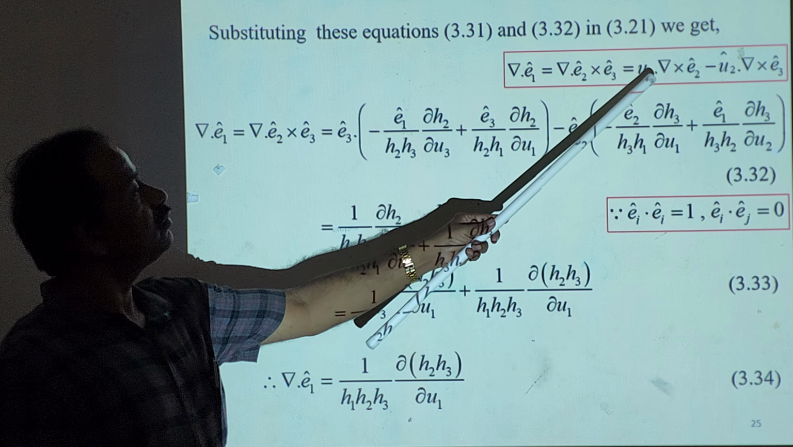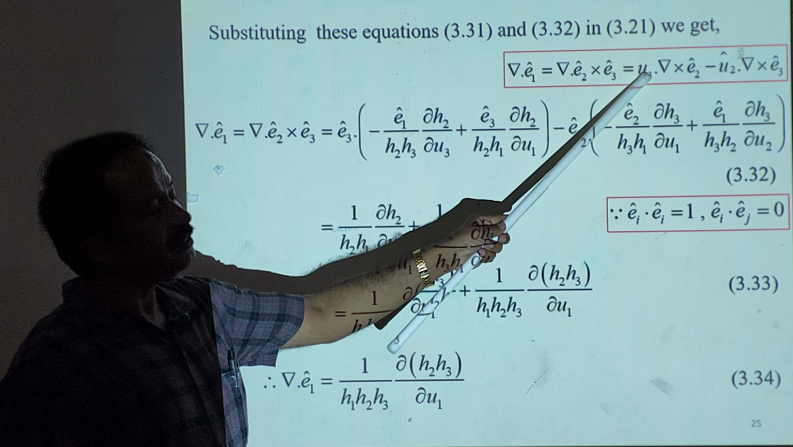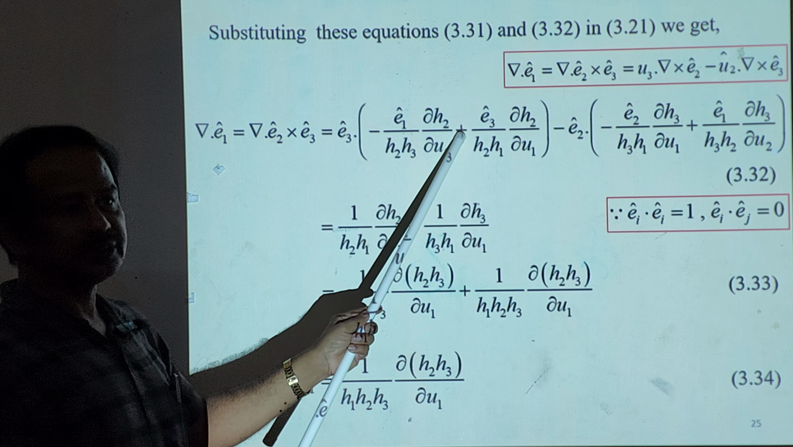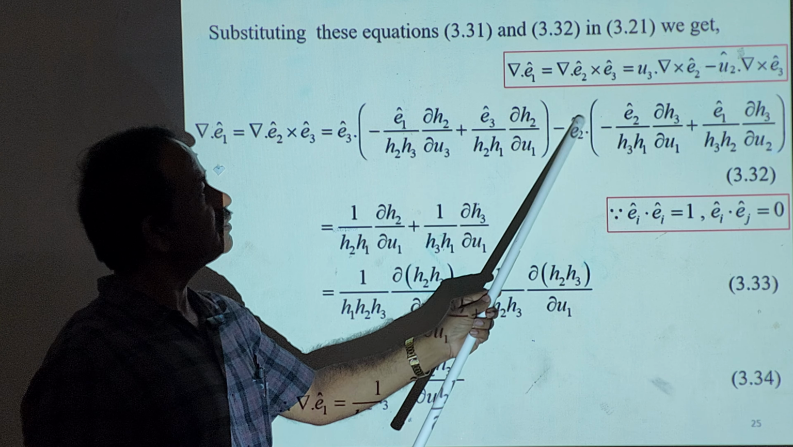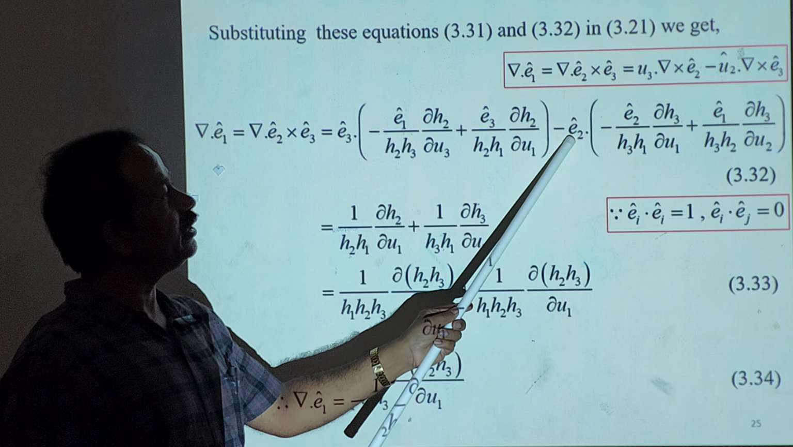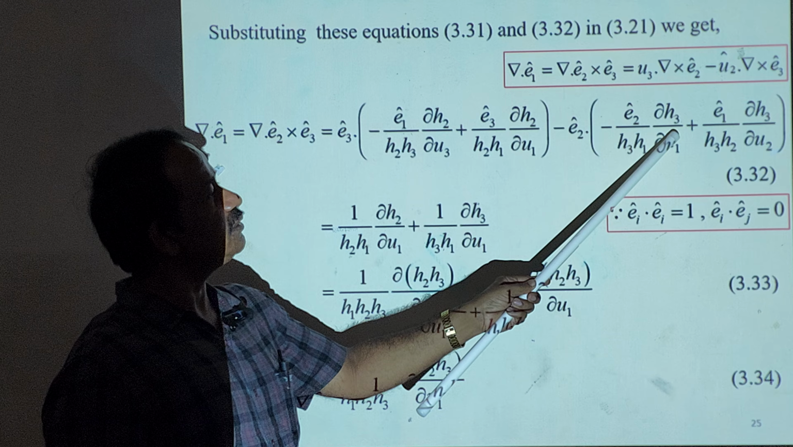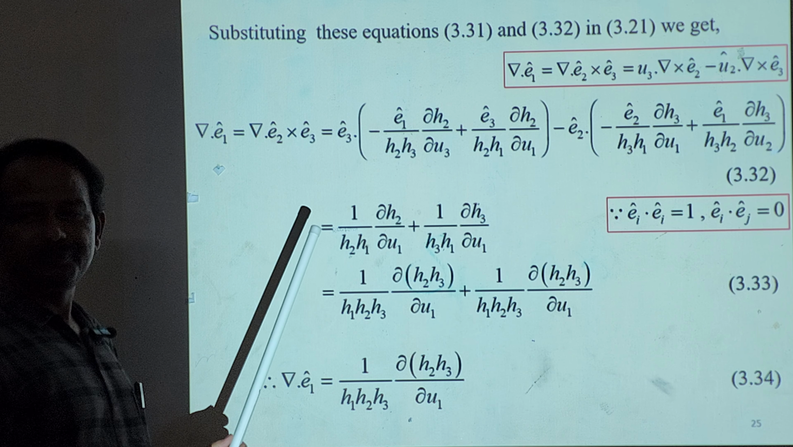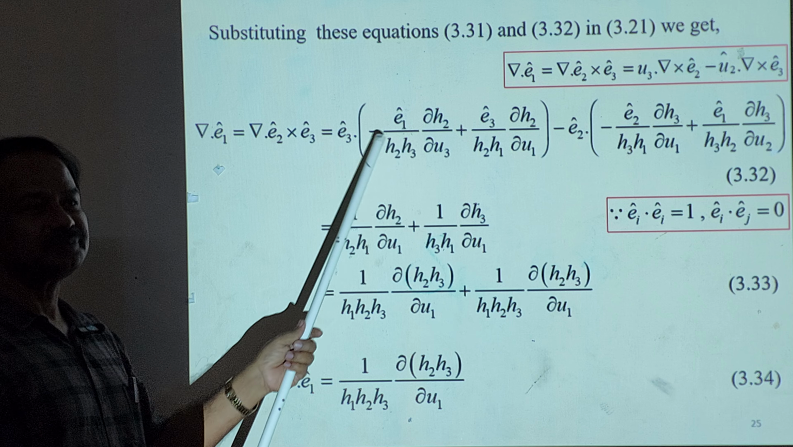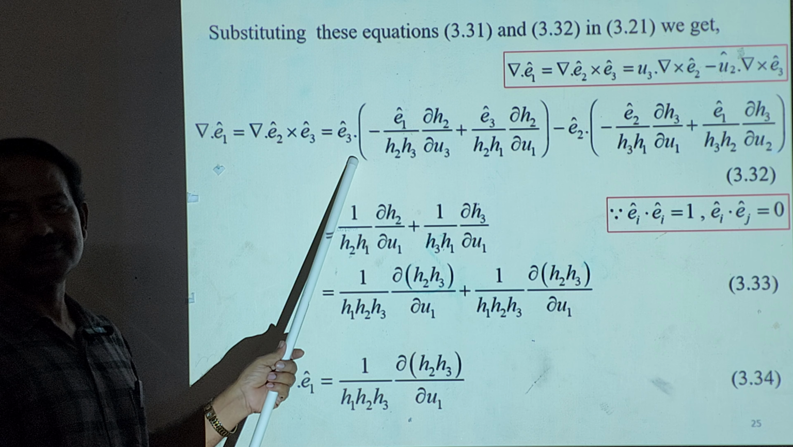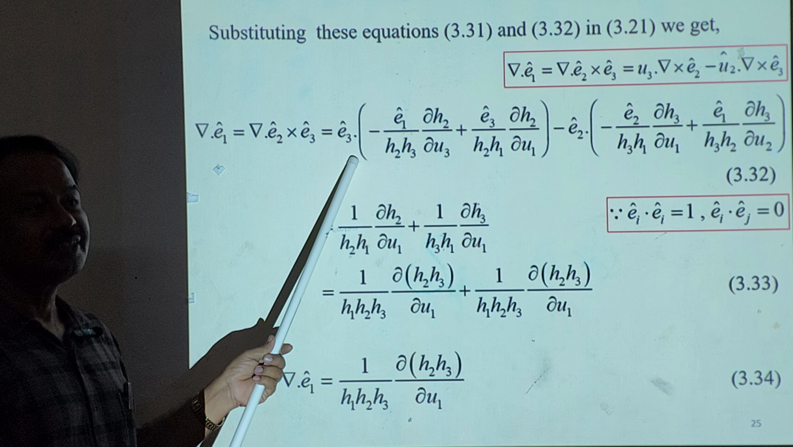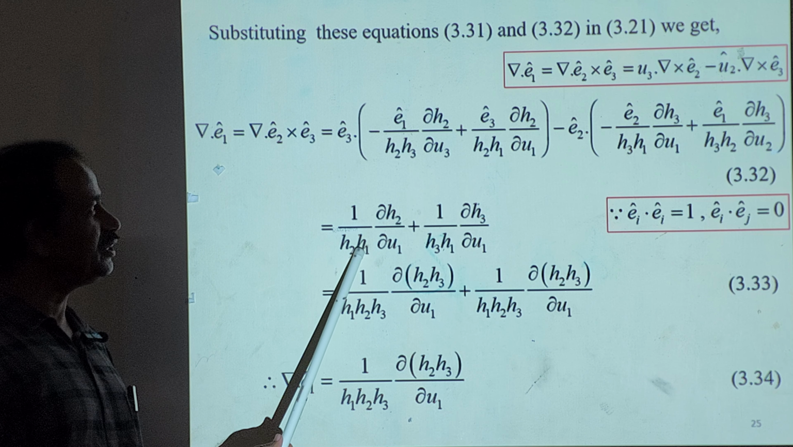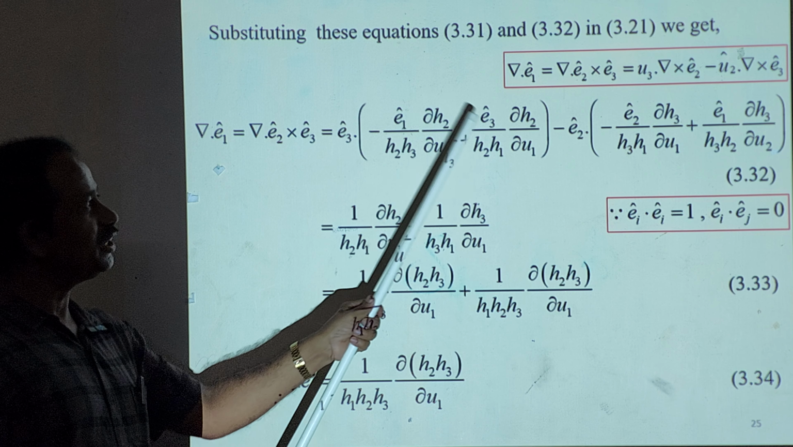Okay, so we have now e3 cap. So e3 cap dot del cross e2 is given by this, and minus this e2 cap dot del cross e3 is given by this. Now, what is e3 dot e1? e3 dot e1 is 0, e3 dot e3 is 1. So we will have to go only with this one.